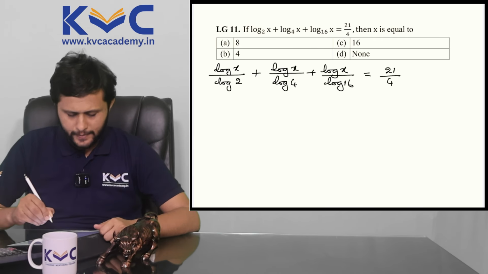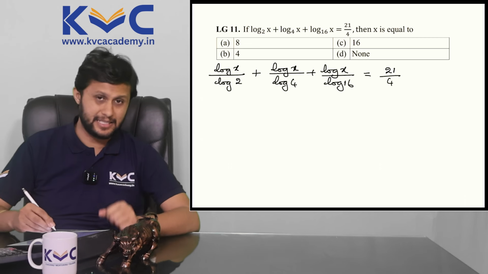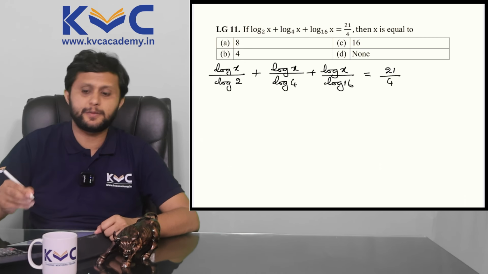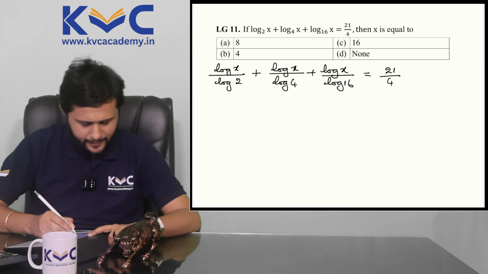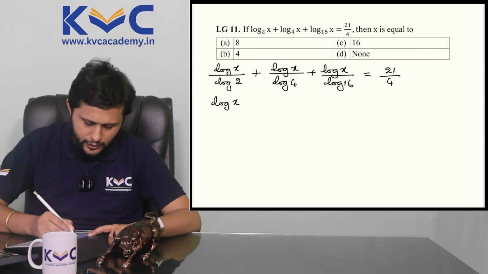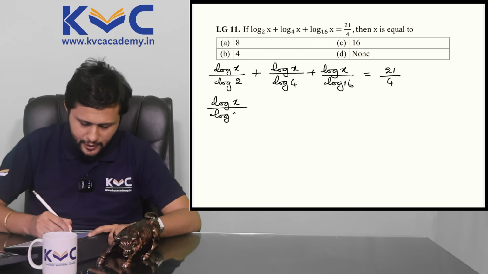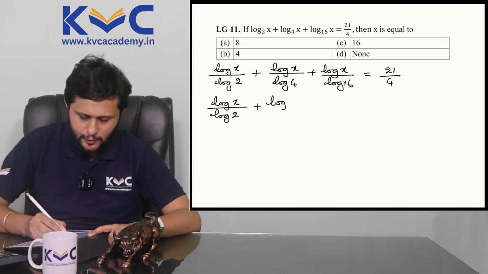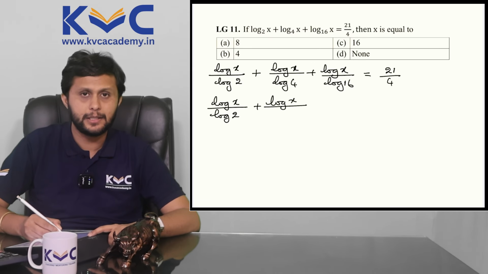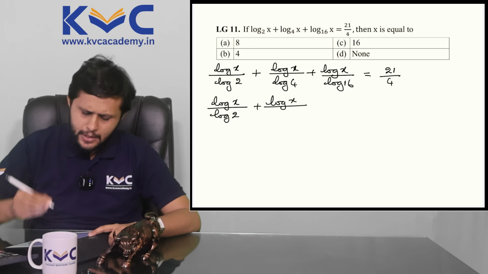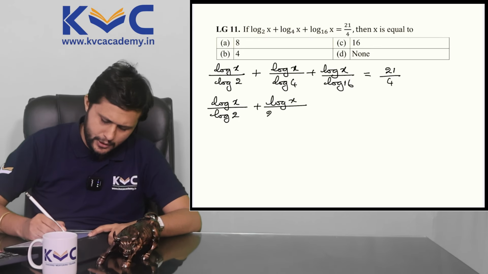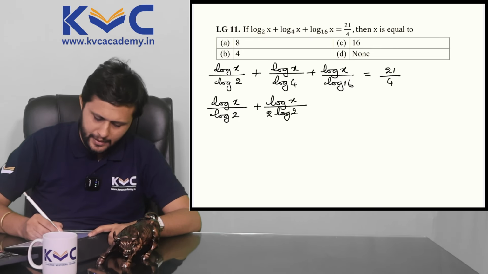Now if you see the denominator, we have log 2, log 4, log 16, and these numbers are perfect powers of 2. So I'll rewrite them as perfect powers of 2. It makes it easier to simplify. So numerator remains same. Denominator for the first one is log 2 plus log 4 can be written as log 2 square. Log 2 square, correct? So log 2 square can also be written as 2 log 2.